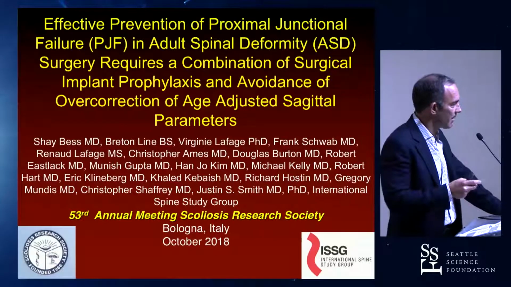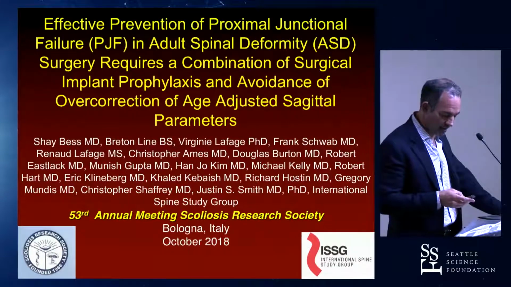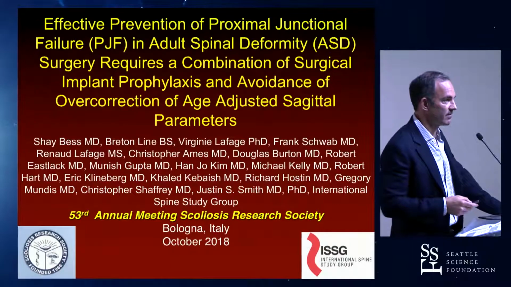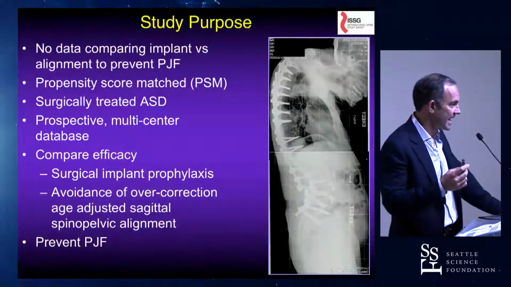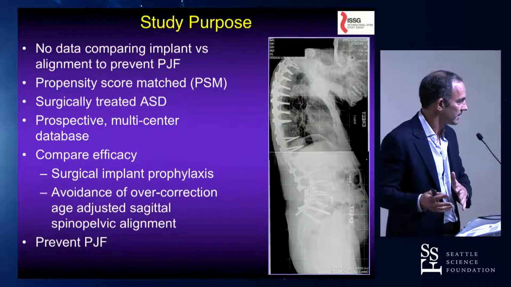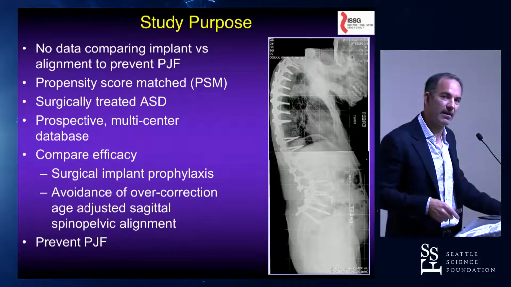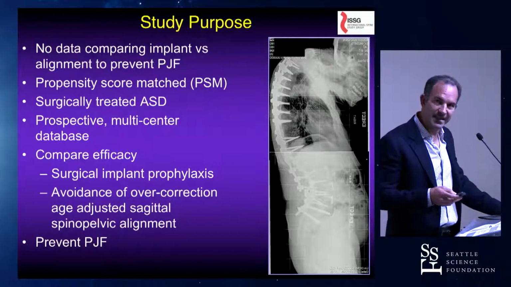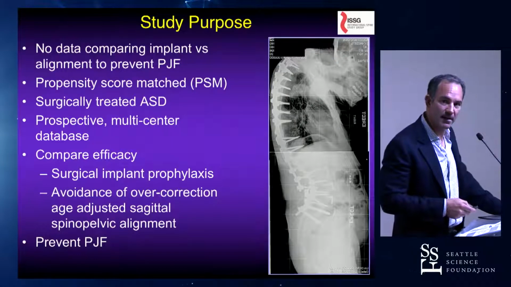So then, based upon those 3 prior studies, we did this, we presented it in Bologna this year, and it is in submission and revisions right now with Spine. We wanted to look at and compare then the efficacy of implants versus correction to prevent junctional failure and revision surgery for junctional failure.